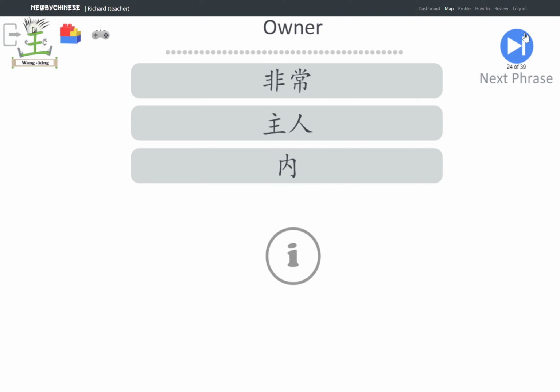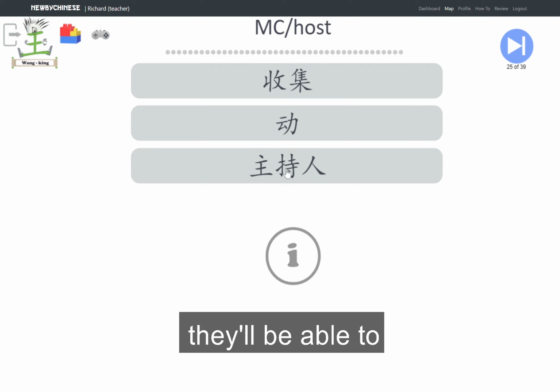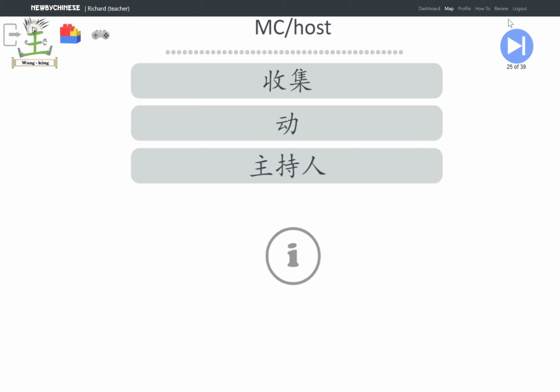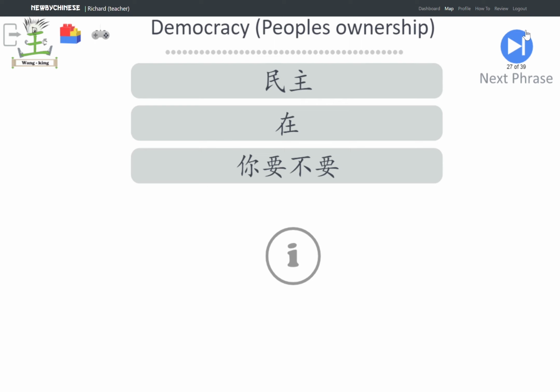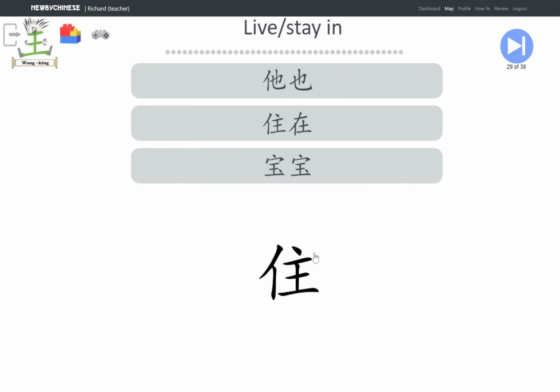Domestic, foreign, owner. Okay, owner, forget that. Owner or host. Oh, yeah. I own everything. Now, as they progress through the newbie Chinese system, they'll be able to actually read these out in Chinese more fully as they go, essentially. And so on, main or major. Owner or host. I own everything, to want, etc. People's ownership. 民主. Director or chairman. 主任. Okay, cool. Live or stay. Live or stay somewhere. I live here. You can stay.